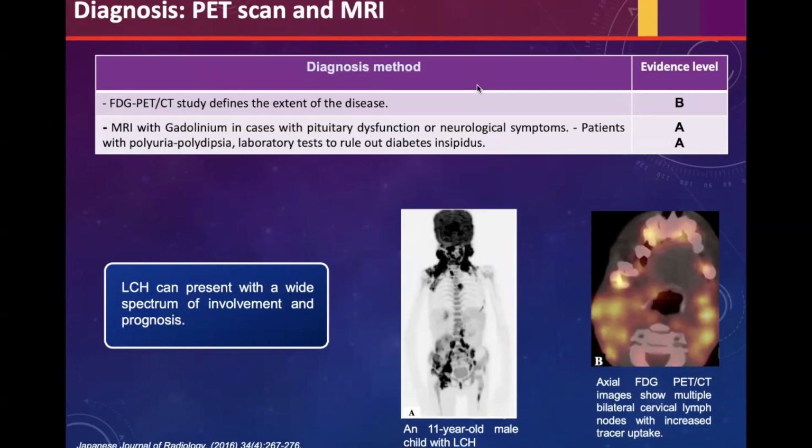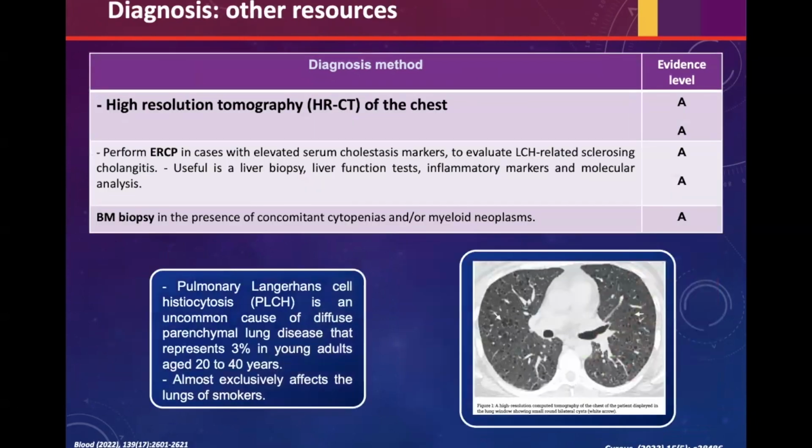A PET scan, which defines the extent of the disease, is evidence level 3. MRI with gadolinium in cases with suspected pituitary dysfunction or neurological symptoms. A high-resolution tomography in cases of lung disease, bronchoscopy biopsy to confirm the diagnosis, and ERCP in cases with cholestasis markers, sclerosing cholangitis, and bone marrow biopsy.